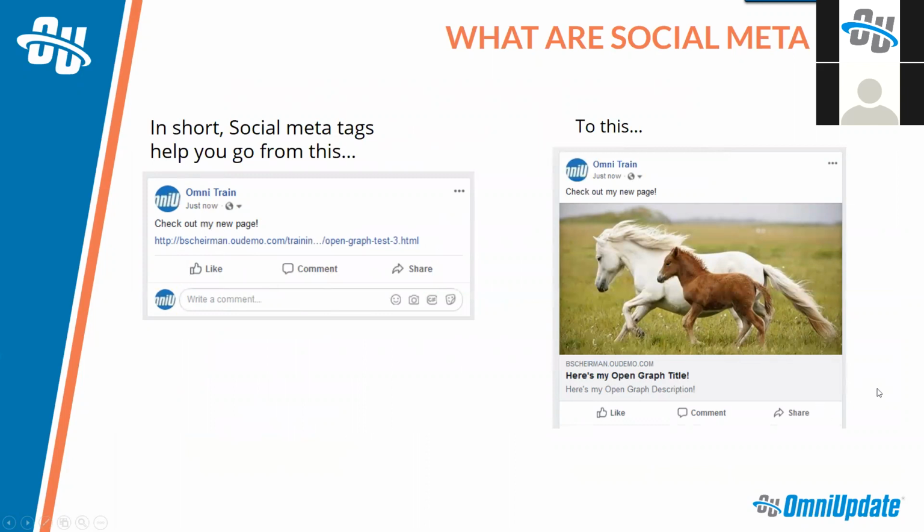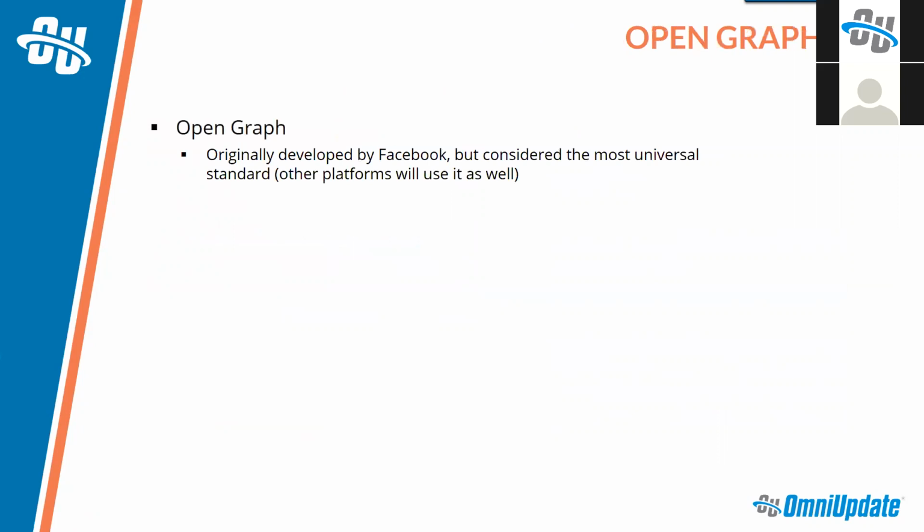So a little bit of information about how they exist and how they look and how to get them onto a page. Let's talk about Open Graph first. So Open Graph tags are made by the Open Graph protocol. This was originally developed by Facebook, but it's not just for Facebook usage anymore. It's considered kind of the most universal standard. Other platforms like Twitter and LinkedIn and stuff like that are going to pull from your metadata that is defined as an Open Graph tag.